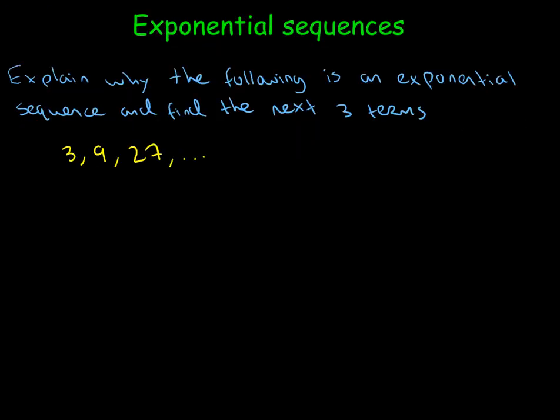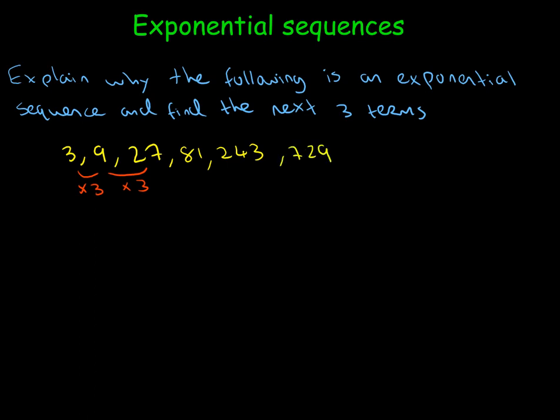Last one we'll look at is exponential sequences. It's exponential this time because to get the next term, you're multiplying by the term before. And how you know that is 9 divided by 3 is 3, 27 divided by 9 is 3. So you're multiplying by 3 to get the next terms. So to get the next 3 terms of that sequence, you just multiply your previous answer by 3. So 27 multiplied by 3 is 81. By 3 is 243. And you multiply that by 3 again, you get 729.